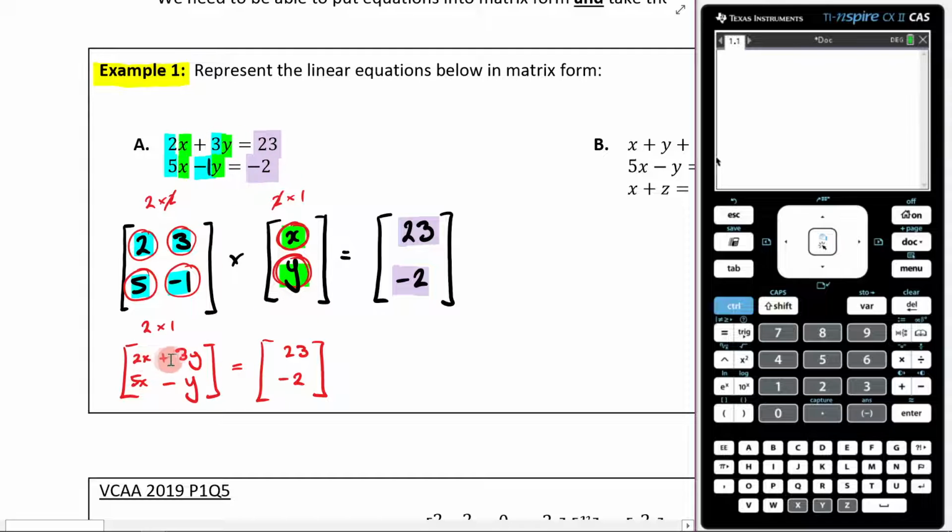Now, do you see how this right here is the same information as we were given up here? It's 2x plus 3y is equal to 23, and 5x minus y is equal to -2. So it's because of matrix multiplication that enables us to write this simultaneous equation in this matrix form. So that's how it works. Hopefully that makes sense. We'll now go on to the next one.